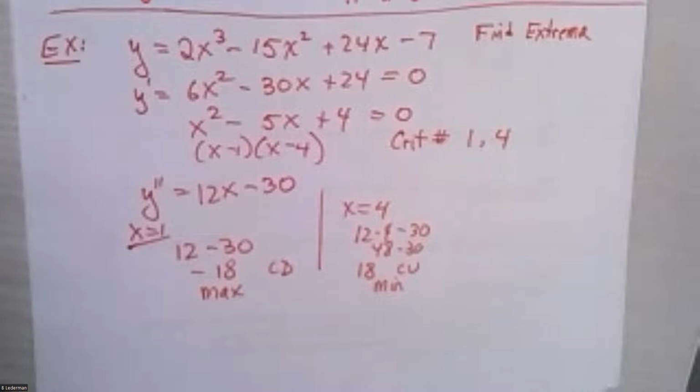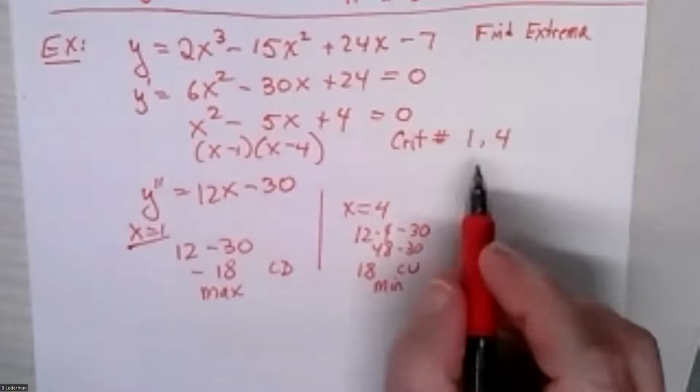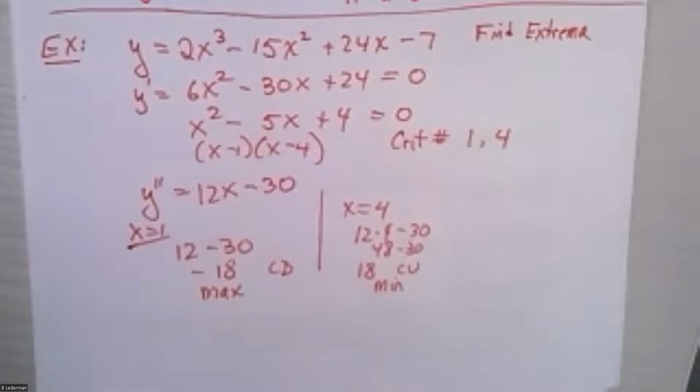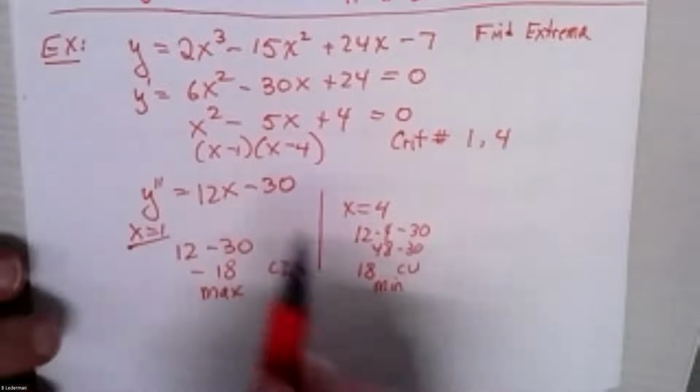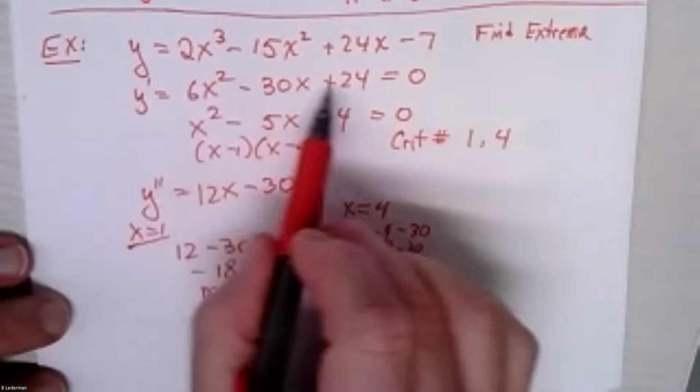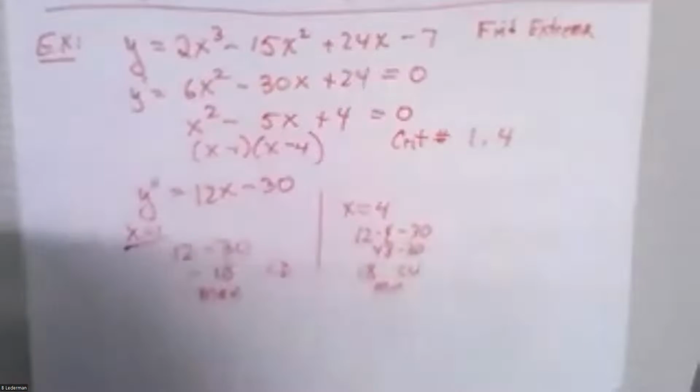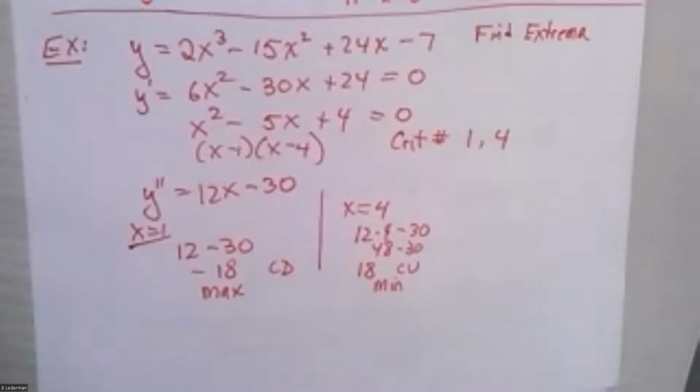So now, what are the critical points? The critical numbers are 1 and 4. What are the critical points? Well, I have to take 1 individually, and then I have to take 4. I have to plug them in for x. But which x? Do I use this x over here, that x over there? Which equation? There are a lot of equations here with x's. Which equation is it?